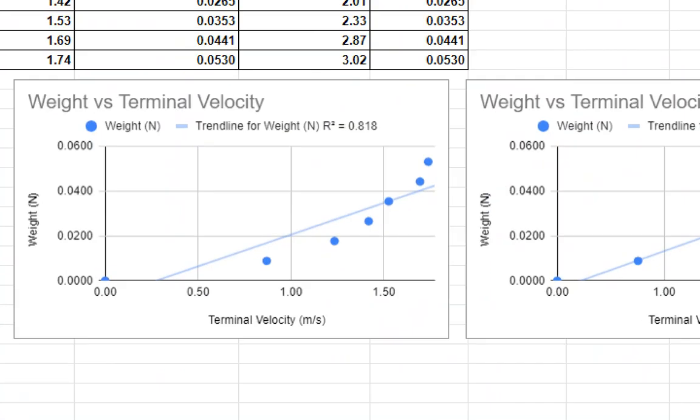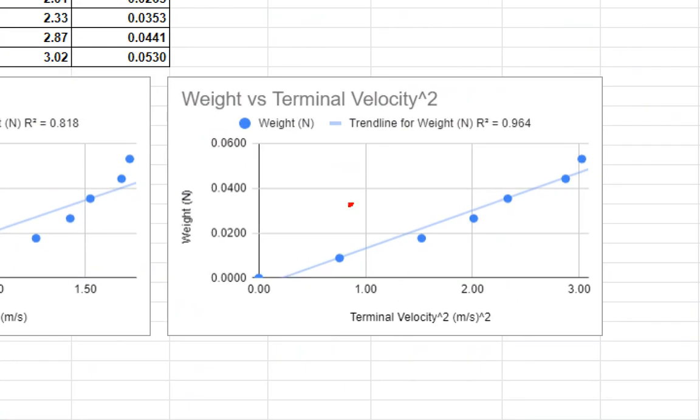However, if I hop over to here, where we do weight versus terminal velocity squared, we found out my correlation value is 0.964, a lot stronger. And we'd see that my data would be much more agreeable to stay consistent with that line, that linear regression.